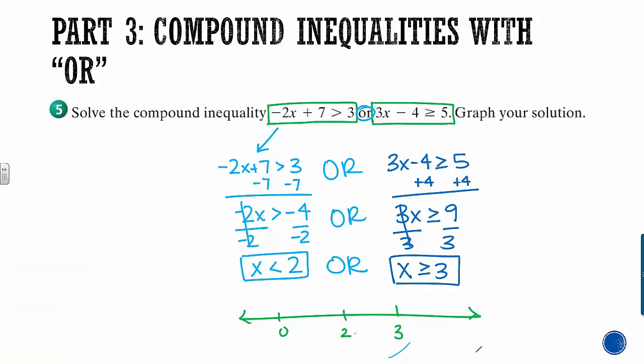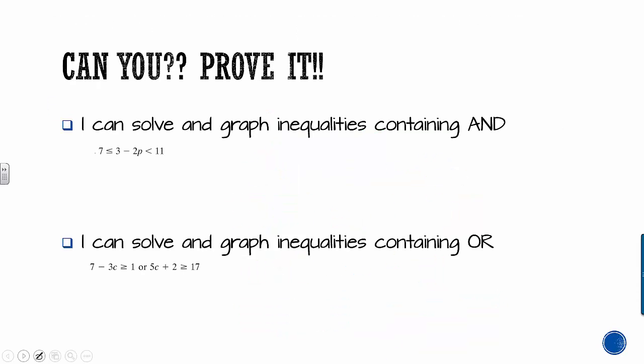So I want all the x's that are less than 2. So they can't equal 2. Let's leave it open. Everybody less is to the left. And then they can equal 3. So let's color that one in. And everything greater. And that's it. So can you solve and graph inequalities containing the word or?